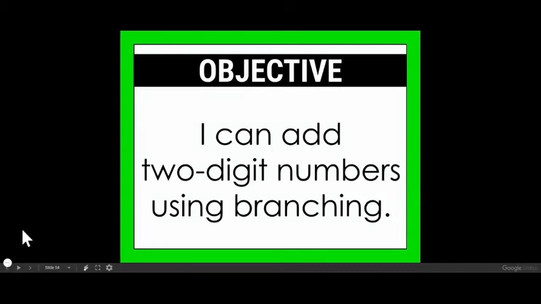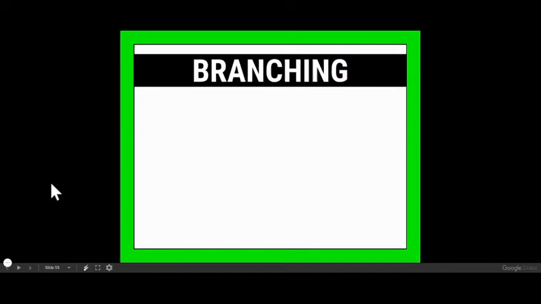Hi, second graders. Today, our objective for our lesson is I can add two-digit numbers using branching. So last week, we did addition, but we used our base 10 blocks in our hundreds, tens, and ones chart. So today, instead of using those base 10 blocks, we're going to use numbers in our hundreds, tens, and ones chart, and this is called branching.